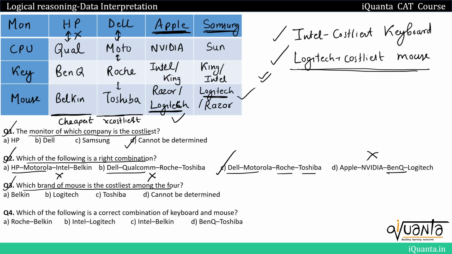Fourth question is, which of the following is a correct combination of keyboard and mouse? So Roche Belkin, no, we have Roche and Toshiba together. Then Intel Logitech, yes, Intel and Logitech is possible. Intel Belkin, no, this is incorrect. Then BenQ and Toshiba, no, we have BenQ and Belkin together, so this is also wrong. So the correct answer will be option B.